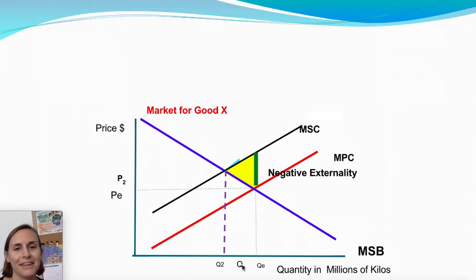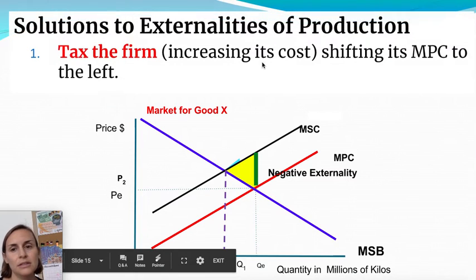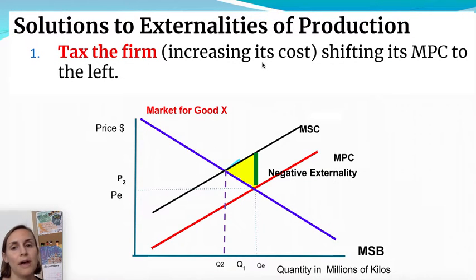Weird font. Okay, so this should be a repeat of the diagram we were looking at last time. Right, we have a market for good X, we have a quantity in millions of kilos on the bottom, and we have clearly a negative externality because the marginal social cost for this product is higher than the marginal private cost, meaning that society pays more for the production of the good or service. Okay? So what can we do to this firm that theoretically is negatively impacting society, perhaps causing CO2 emissions?